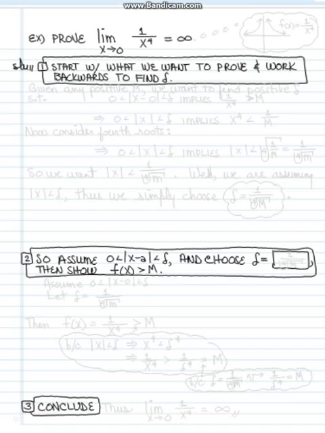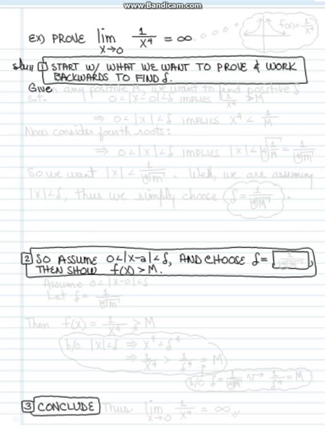Here we're going to prove that the limit as x approaches 0 of 1 over x to the fourth power is equal to infinity. Now remember, this limit doesn't actually exist. What this actually says is that the values of y as x gets closer and closer to 0 grow infinitely large. That's what it's indicating. Here's our outline that we're going to use to do this proof.